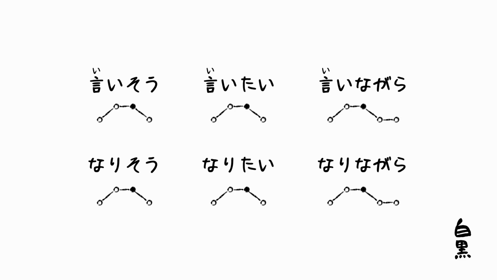However, from the perspective of outcome, one thing remains unchanged. The ren-yo-ke always loses its accent nucleus. These three dependent words are also covered in my short series, which you can refer to.